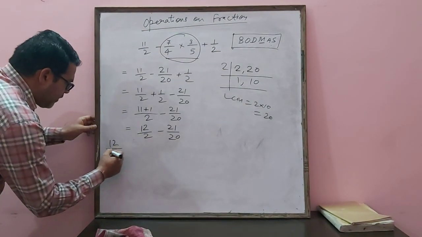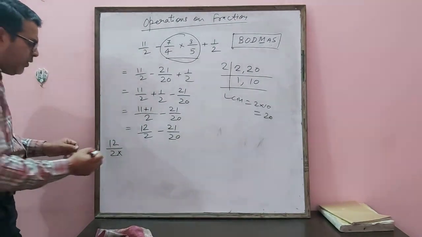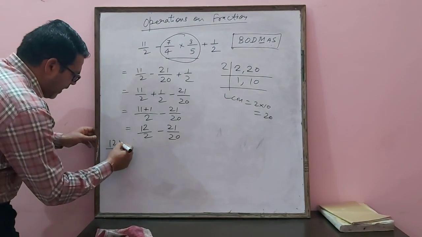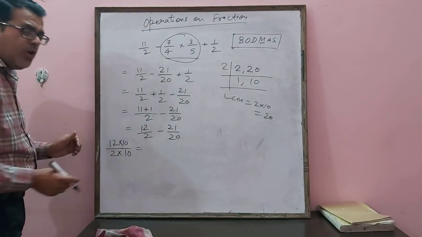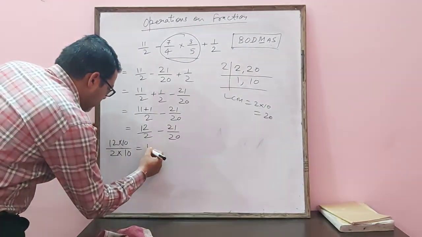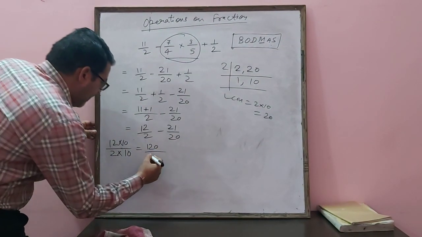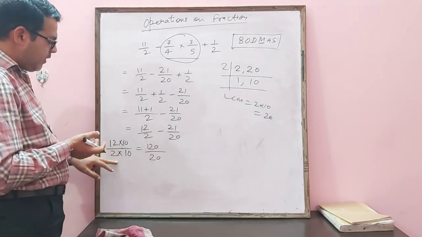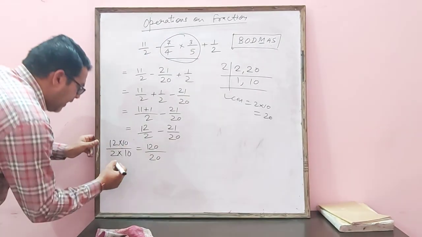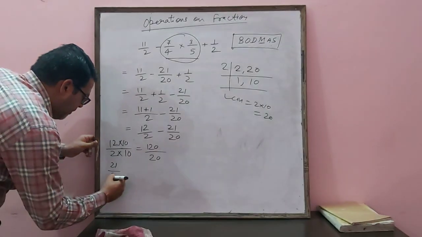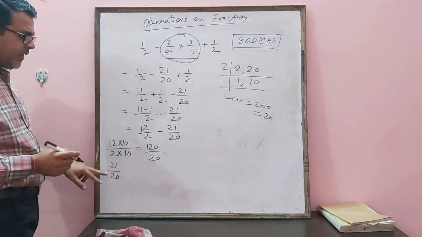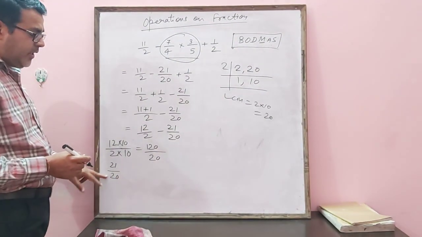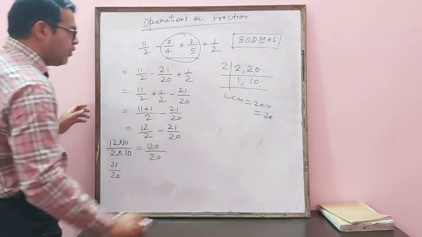So 11 by 2 is here. How can we make this 20? Multiplying it by 10. So on the upper side also we have to multiply. Upper side 12, we have here 120. 12 tens are 120 and 2 tens are 20. Right? And the second one is 21 by 20. The denominator is already 20, so no need to do anything.